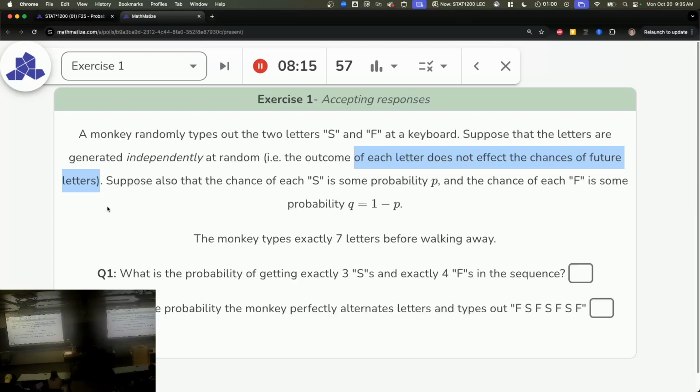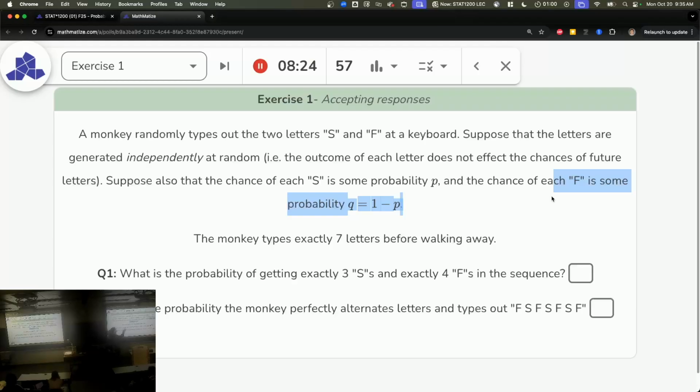Suppose also that there is some probability P for the S's, and there's some probability Q, which is 1 minus P, for the F's. And the monkey types out 7 letters. So we have a document with 7 letters, and then there's 2 different events here. One is that you get 3 S's and 4 F's, and one is that you get FS, FS, FS, FS.